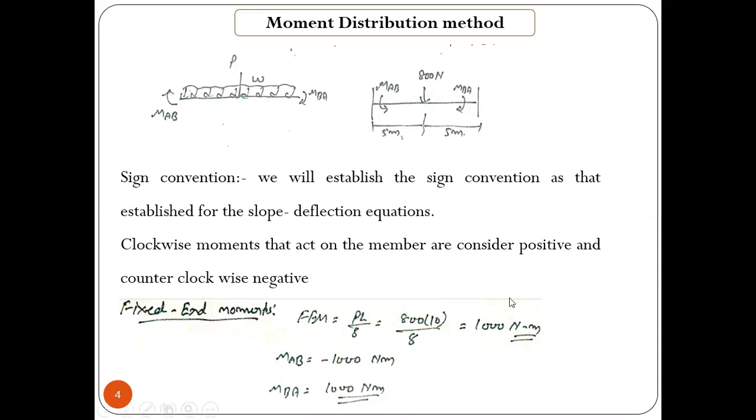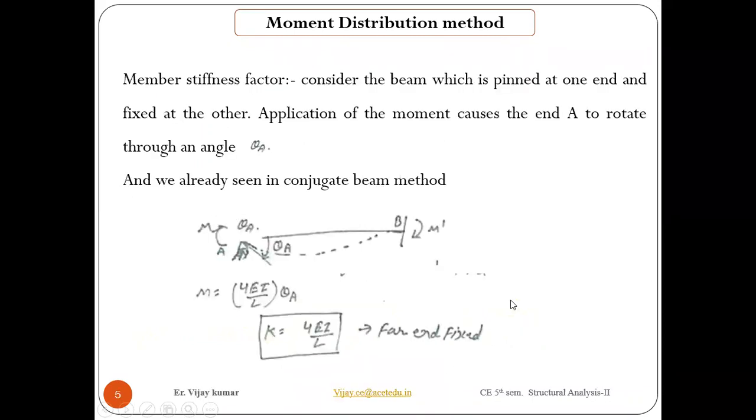Otherwise, in the last case, this term was positive and this one is negative. Nothing will be changed more than that. Then we have the member stiffness factor. It is a very important term, and you need to be very aware of it. But how can we calculate this member stiffness factor? It will let us know, and it is going to be used to calculate the distribution factor also.